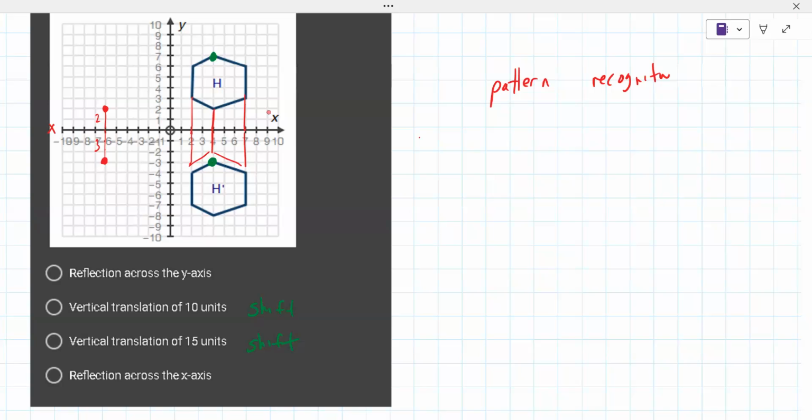So the answer here is the translation of 10 units. But I have a question. If it was 1 up, would it be a reflection? Yes. But because the object also has this symmetry, it could actually be a vertical translation of 9 units as well. What if it has reflection and that? It could, yeah. So this course would say first reflection over the x-axis, then a translation of 1 unit. That would then be correct.